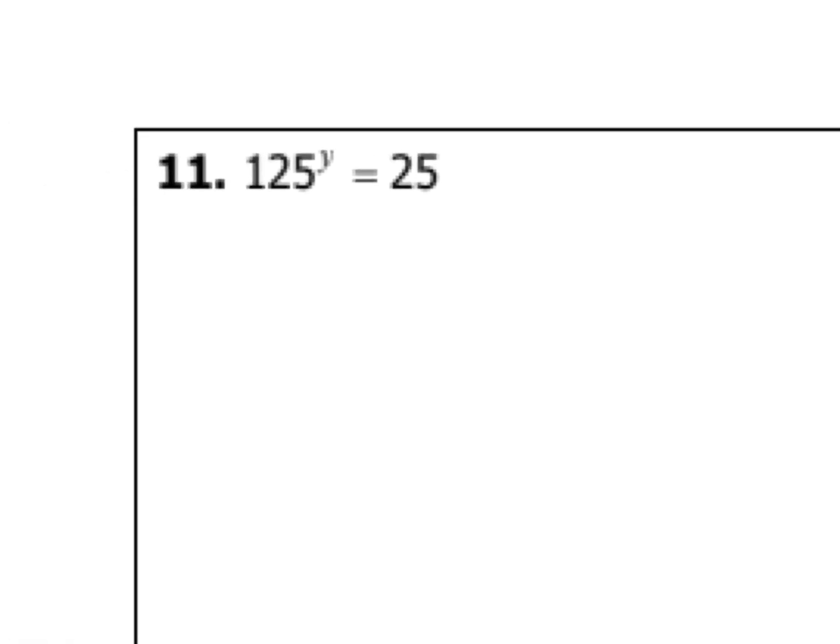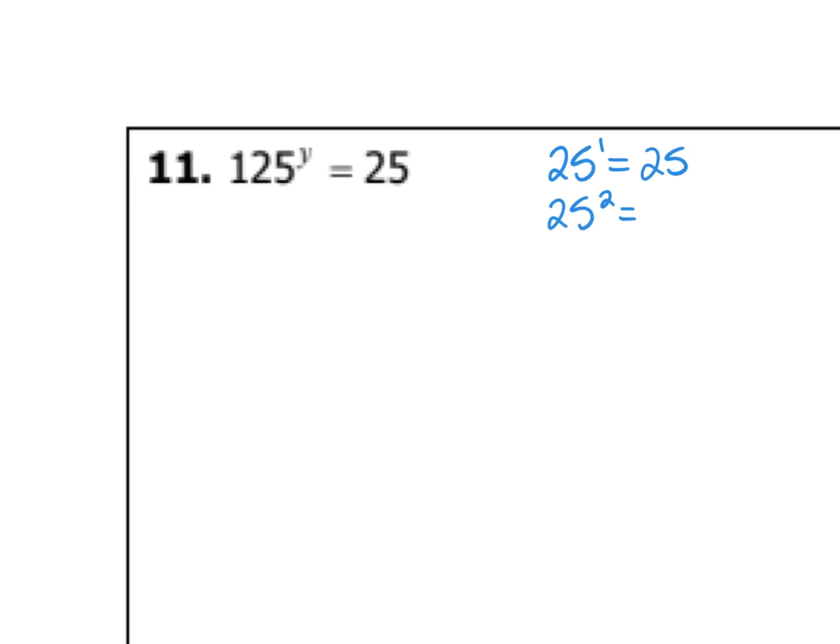Would you agree that we have one base on each side? Which one is smaller? 25. So let's go right at our powers of 25. What is 25 squared? It's a big number. 625. That is a big number. Okay, is that going to work for me? No. If I keep going, am I going to ever get a number smaller than that? No, they're just going to keep getting bigger.